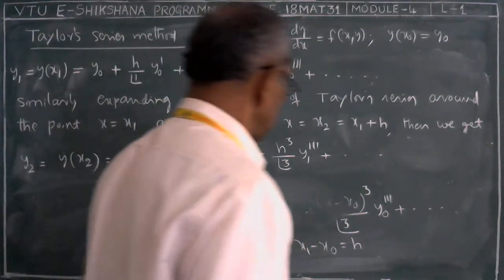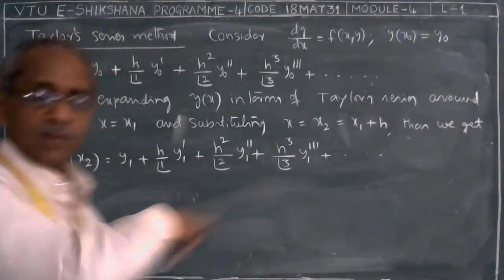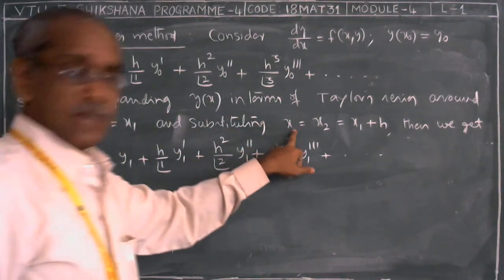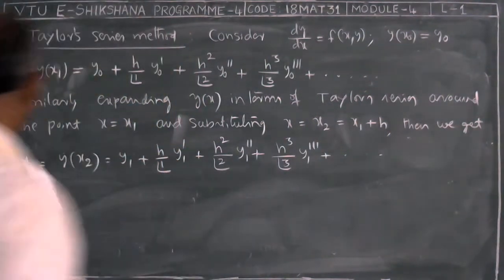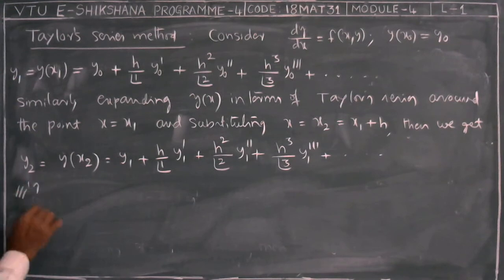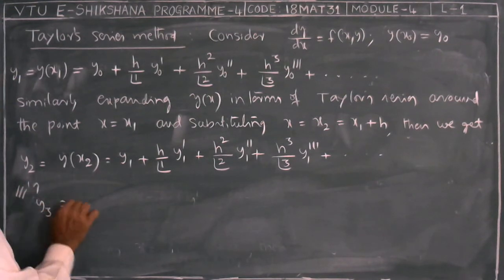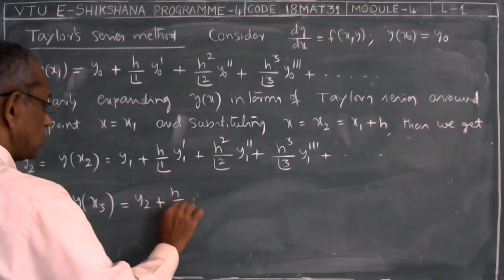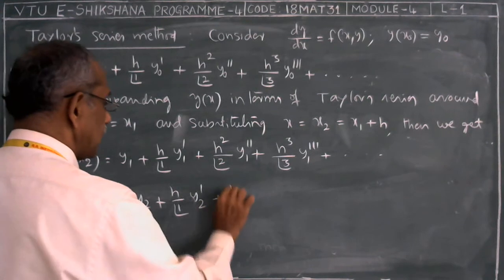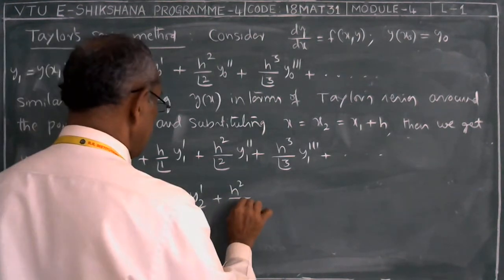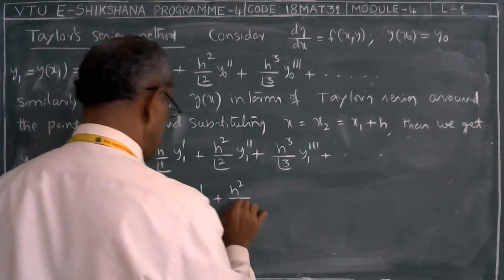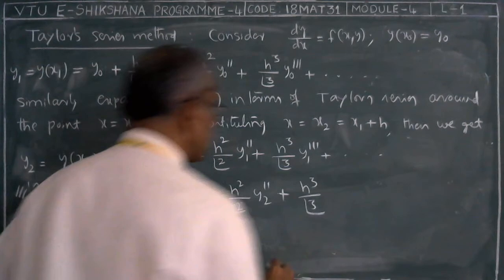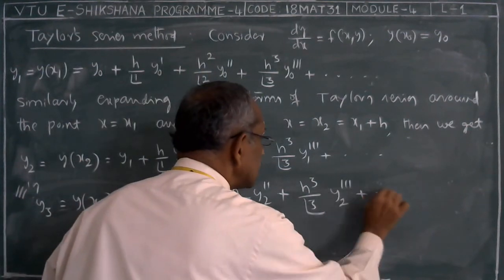Again, after getting the value of y2, to find the next value, we make use of the previous value and expand y of x in terms of the Taylor series around the point x is equal to x2 and replacing x by x3 is equal to x2 plus h, then we obtain y3. So I simply write, similarly, y3 is equal to y at x is equal to x3 is equal to y2 plus h by factorial 1, y2 dash plus h square divided by factorial 2 into y2 double dash plus h cube divided by factorial 3 into y2 triple dash and so on.